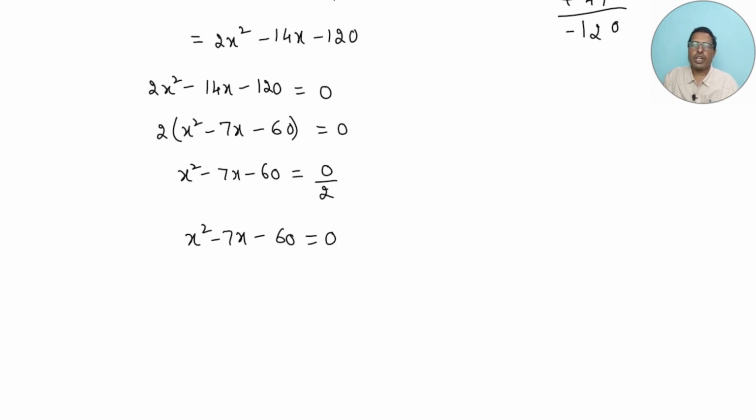Now this is a quadratic equation, we need to simplify this one, therefore let us try to multiply the last and the first term. We get x square multiplied by minus 60, which is nothing but minus 60 x square. Now you have to choose two numbers such that when you multiply you get minus 60 x square, but when you add you get minus 7x. So let us try to see which are those two numbers.